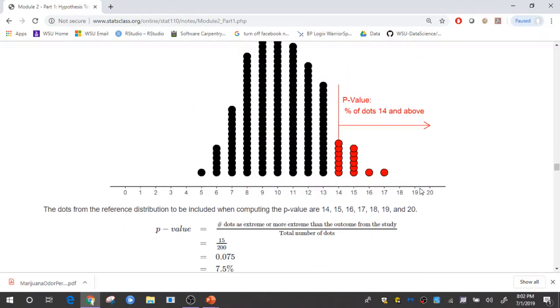If the p-value is very, very small, so let's suppose that my study outcome was at 17 instead of 14, the p-value then is just going to be 1 divided by 200, because I have 200 dots here on this reference distribution. So one of the dots would be sitting at 17 or something more extreme than 17. And 1 divided by 200 is 0.005, I think. It's a pretty small percent. What that means, if the p-value is really small, is that my study outcome is very extreme in this distribution. So for example, if my study outcome was 20, there wouldn't be any dots out there, so my p-value would be 0. If your p-value is really small, it means that you're very much an outlier in this distribution.